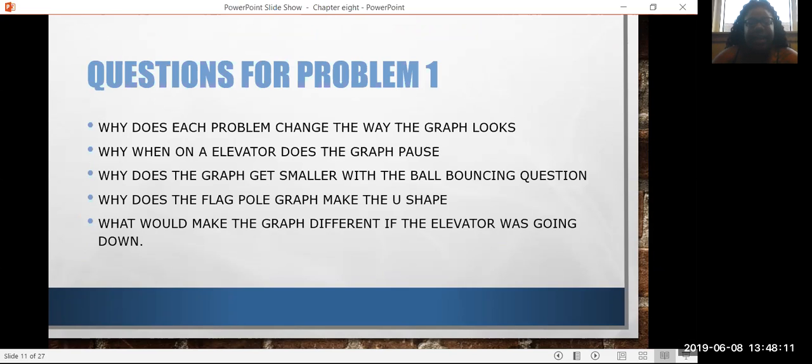And then I said, "What would make the graph different if the elevator was going down?" And it would just be the complete opposite of what it already looked like. So let's look at some of the answers I came up with for problem one.